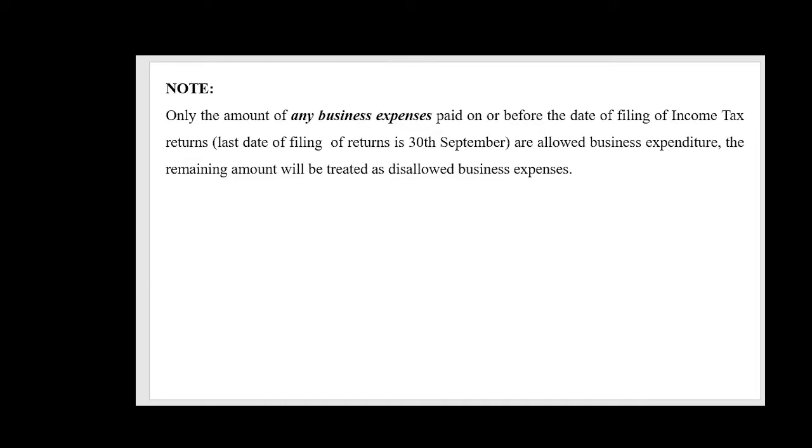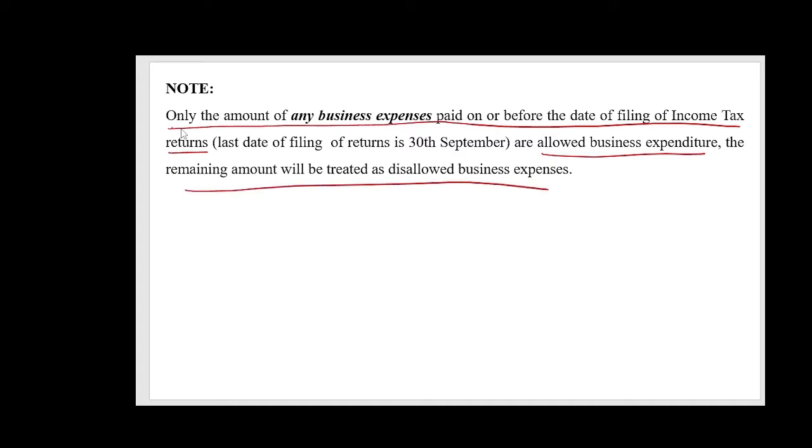One thing you need to keep in mind, only the amount of any business expenses paid on or before the date of filing of income tax returns are allowed as business expenditure. The remaining amount will be treated as disallowed business expenses. So this payment has to be done on or before the date of filing of income tax returns. Now remember, every year the last date of filing of returns is 30th September.